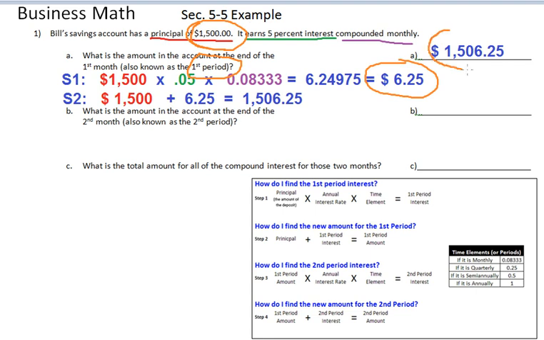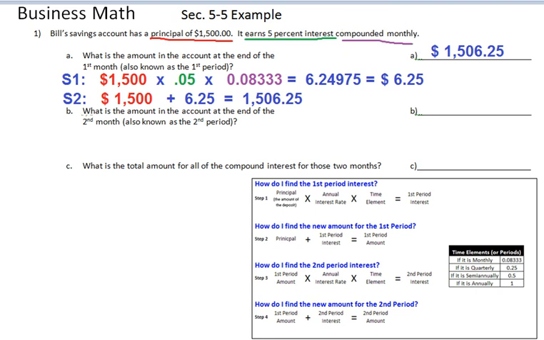It went up a little bit. So the new amount that he has in the bank is $1,506.25. Well, the cool part about compound interest is that it doesn't just grow a little bit and then stay there. It keeps growing. It keeps growing.